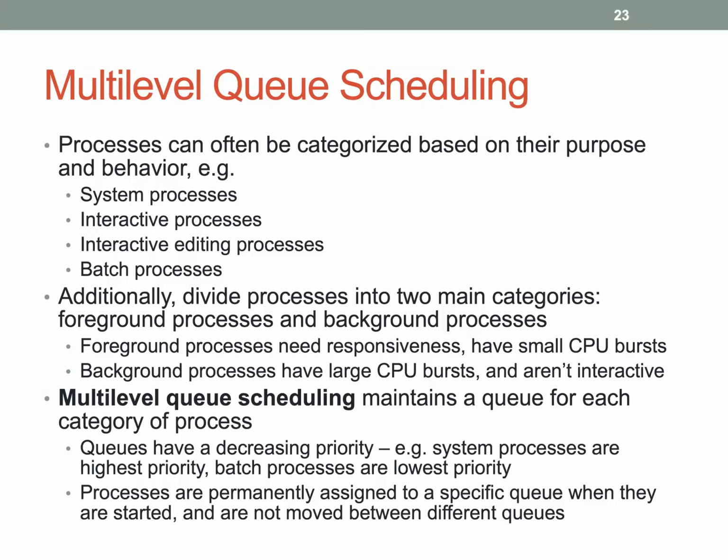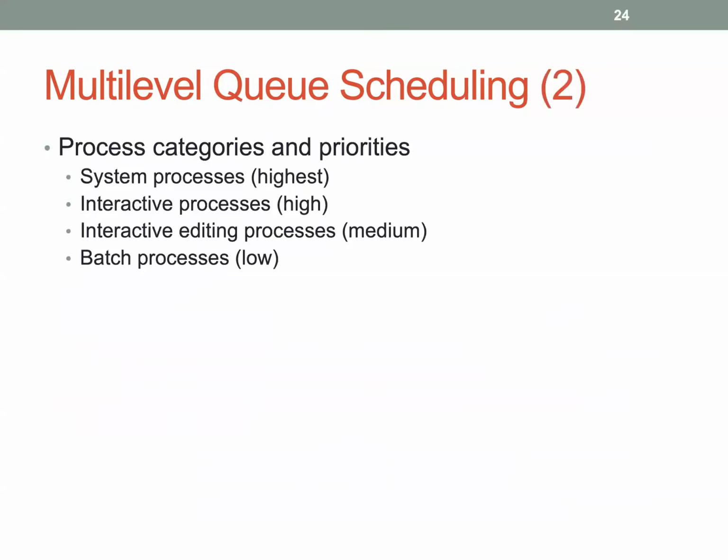And we assign processes to queues when they're initialized. We sort of know, let's say the process declares its behavior or something like that. And then we basically do round robin scheduling within each queue, but the queues themselves are prioritized. So we go from highest priority queue to the lowest priority queue. Okay. So we may have something like this.